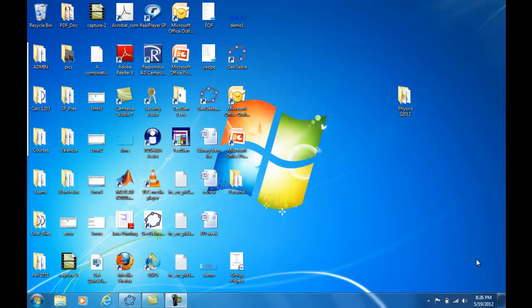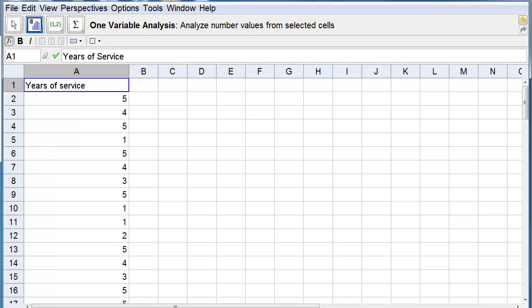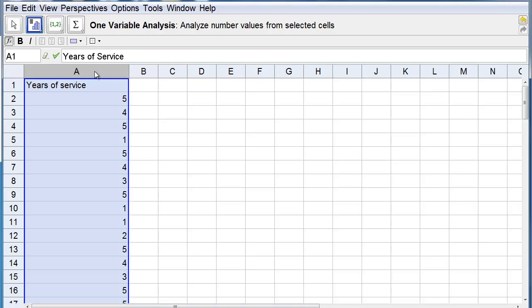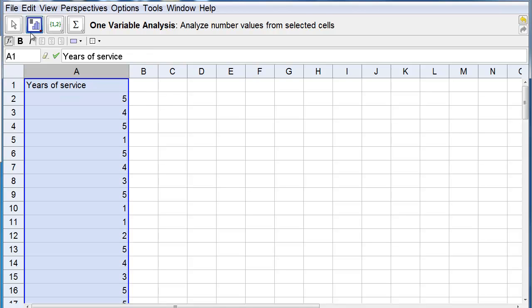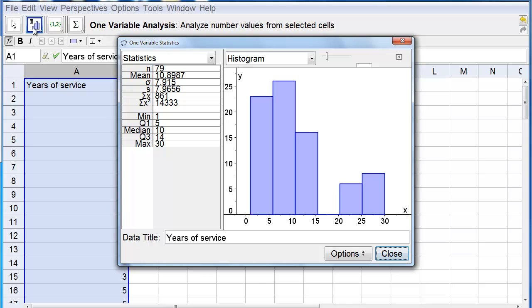It is a graph that displays the data by using vertical bars of various heights to present the frequencies of classes. For instance, let's open our GeoGebra here. We have some data. We want to look at the histogram. So we click on histogram and voila, this is our histogram.